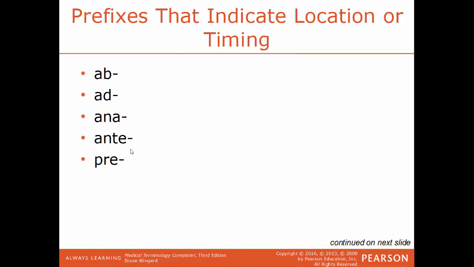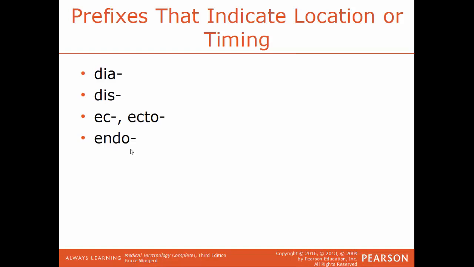Then pre means before. Dia means complete or through. Think of a diameter in geometry, for example. It goes all the way through a figure. Dis means to separate. So think of dissection. When you're dissecting a specimen, you are taking it apart.